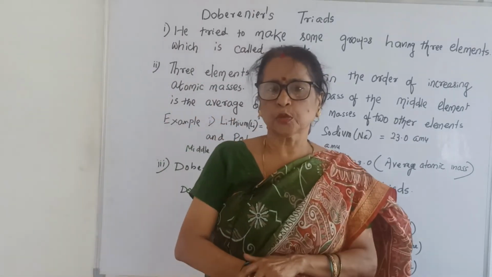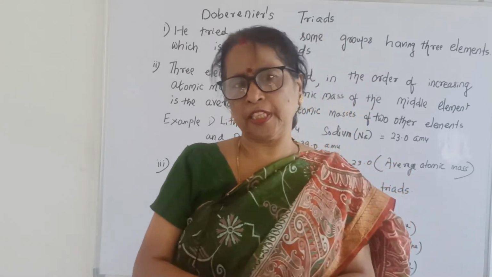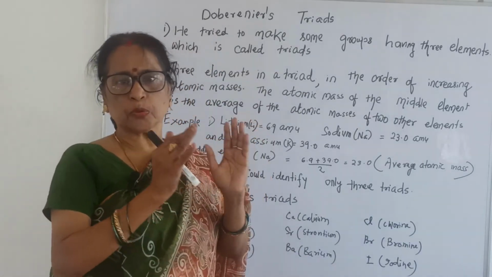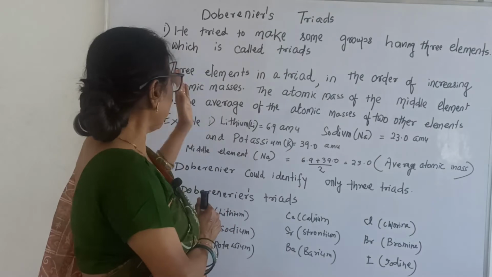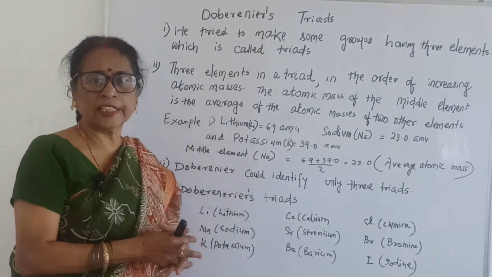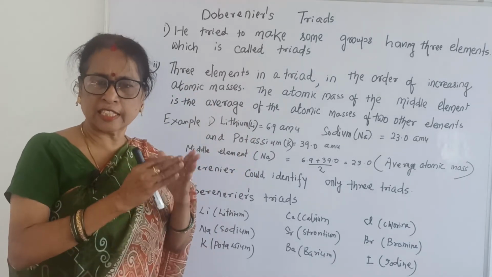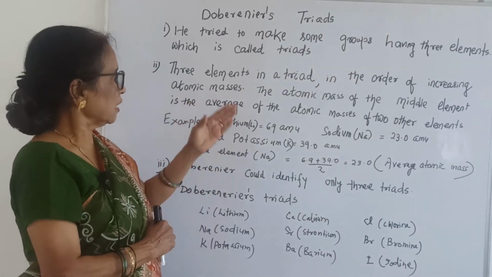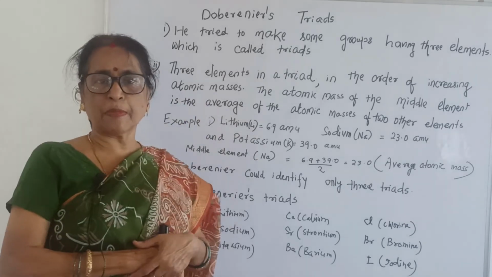Doberenier, the scientist, discovered groups of only three elements which have similar properties. He tried to make groups containing only three elements, and that is called triads. The three elements are arranged in the order of increasing atomic mass. The atomic mass of the middle element is the average of the atomic masses of the other two.